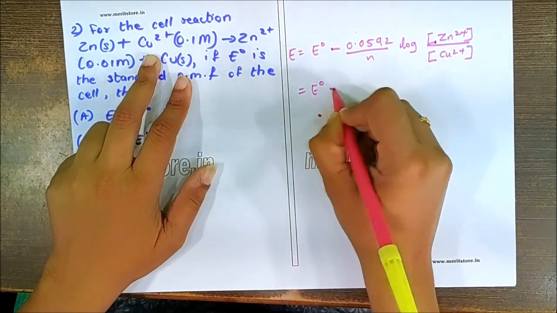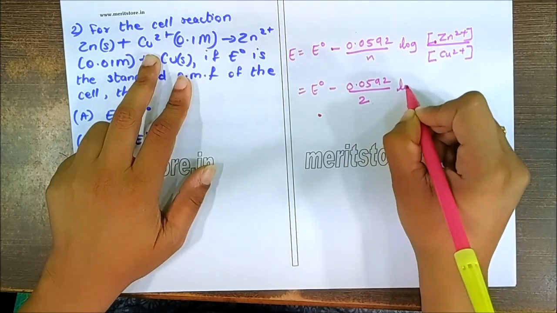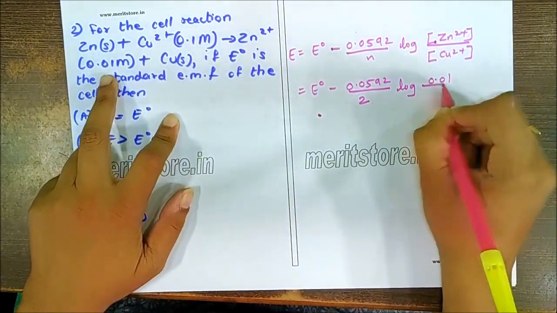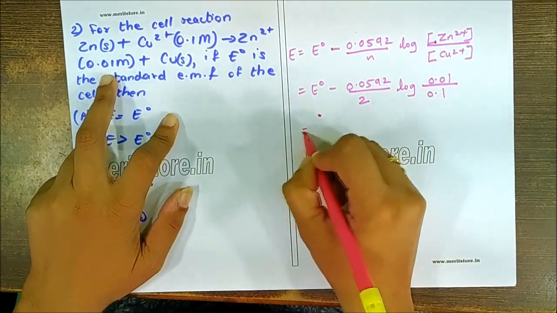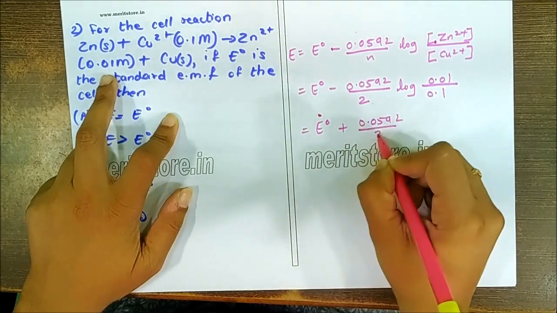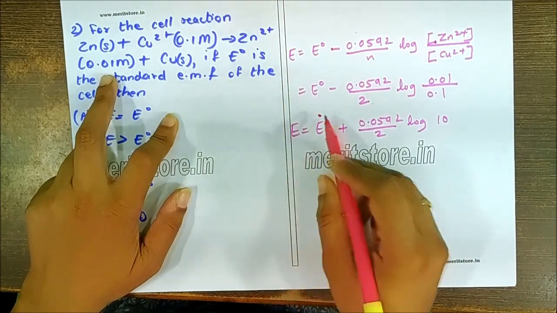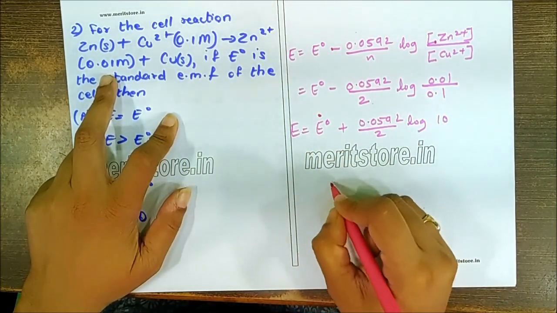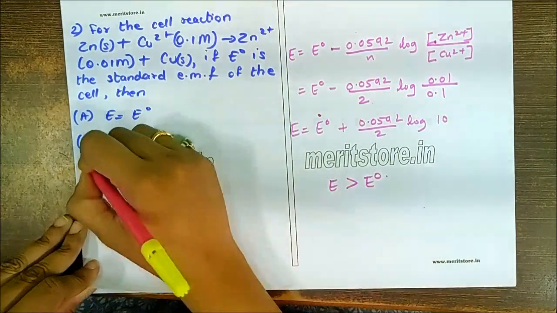So this is E0 minus 0.0592 upon 2, as 2 electrons are exchanged, log of the concentration of zinc, 0.01, upon 0.1. So this will come to 1 by 10, which I can write as E0 plus 0.0592 upon 2 log of 10. So now I can see that E is something we are getting after adding something to E0. So definitely E is greater than E0. Hence our option is B.